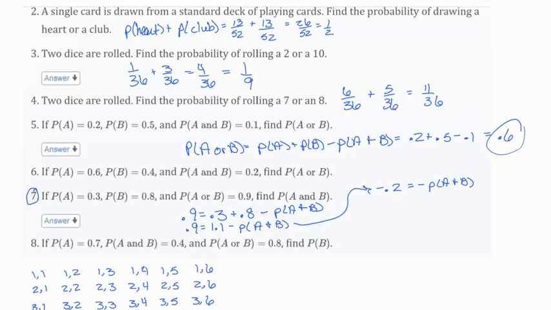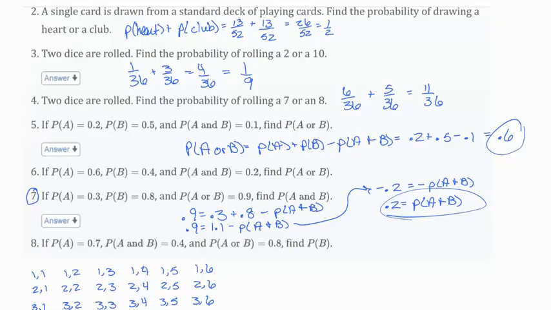And then if I divide both sides by a negative, there's my probability of A and B. So I could use the given information to find any of those four pieces. As long as I know three of them, I can find the fourth one. Let's look at number 8.